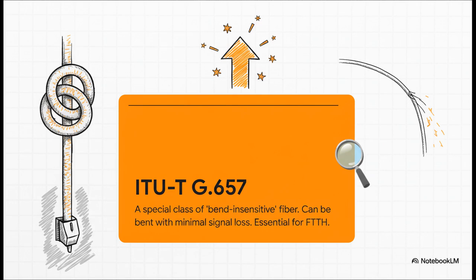And this right here, this is a complete game changer. You see, historically, fiber was incredibly fragile. If you bent it too sharply, the light signal would just leak out. G657 is a special class of bend-insensitive fiber. You can wrap it around sharp corners, you can even staple it to a wall with almost zero signal loss. This single innovation is what made affordable fiber to the home a reality.